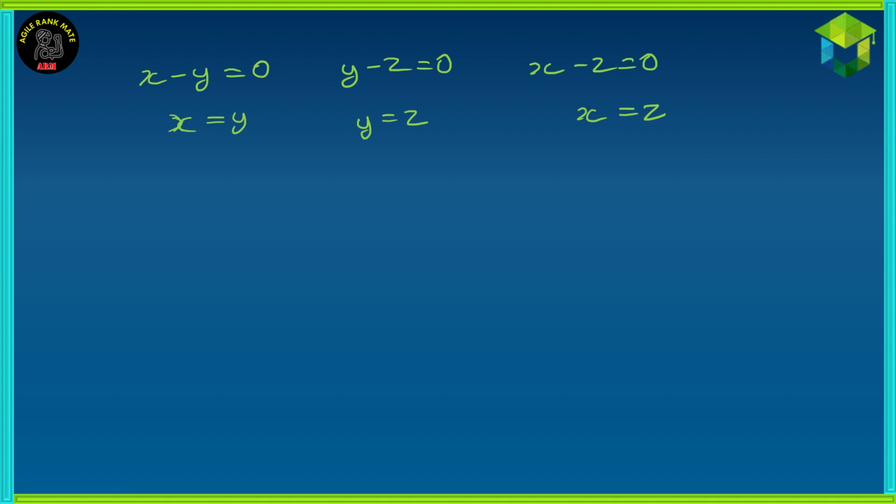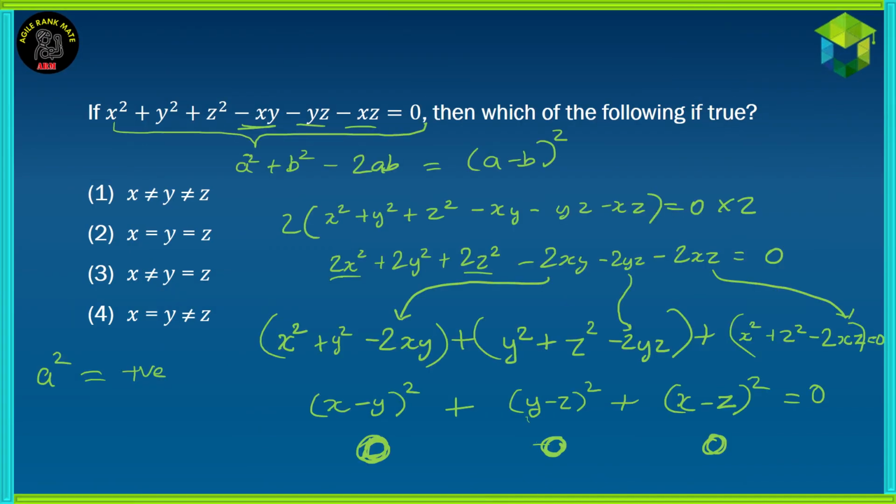Now if we join all of them, x is equal to y, and we have y is equal to z, so x is equal to y is equal to z. And if we look at the options, we have option 2 as the correct option. X is equal to y is equal to z.